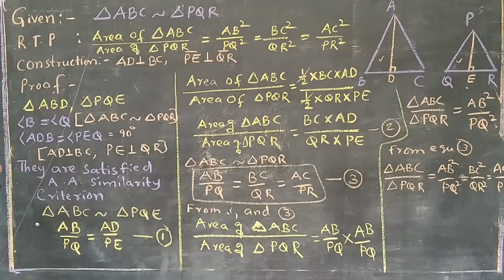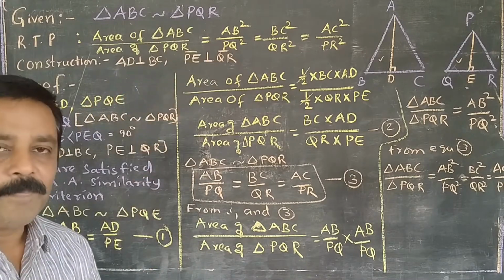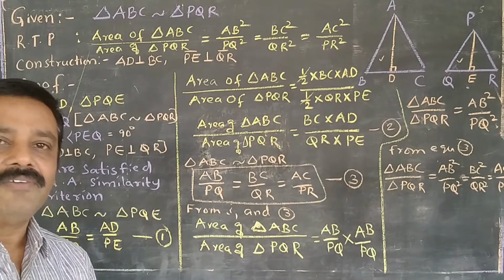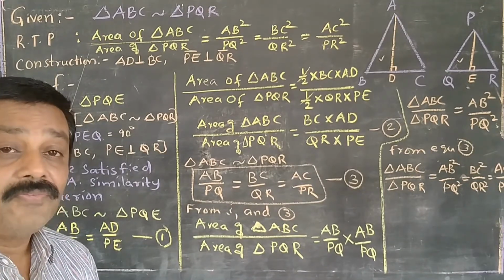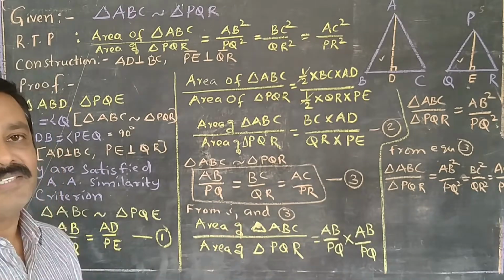And again, one more question also. If two triangles are similar, the ratio of areas of two similar triangles is equal to the ratio of squares of corresponding angle bisectors.